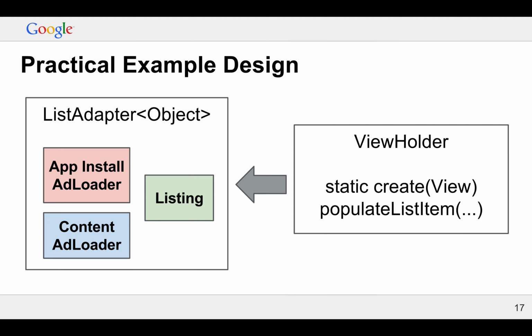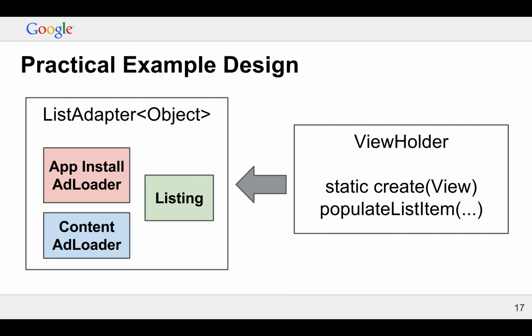So there's going to be three types of objects in our adapter, and depending on the type we get back, we're going to put a different type of view in there depending on what type of object's being requested. We also have a view holder type for each object.